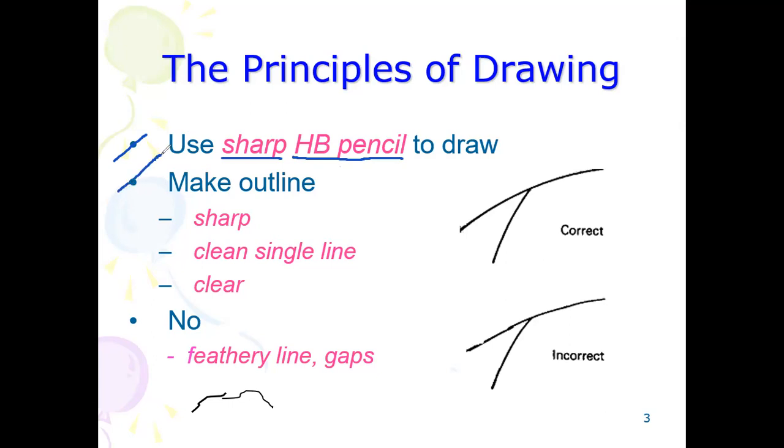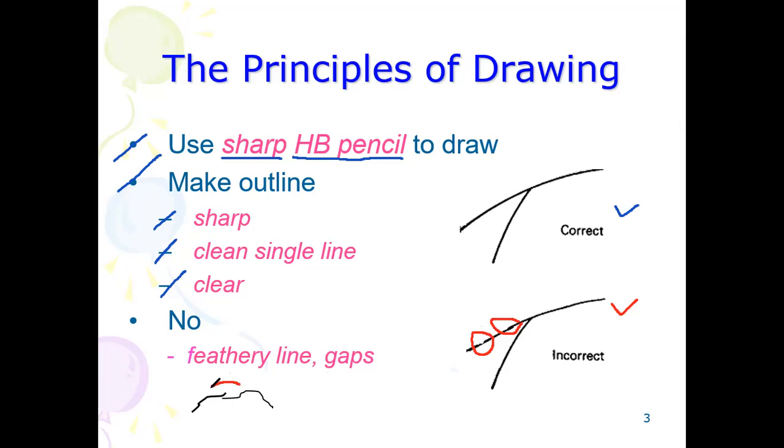So when you make your outline or you draw, the line must be sharp. The drawing line must be sharp. It must be clean, single line, and it must be clear. For example, here. So this one here, you see the line is clean, single line, clear, and the thickness is the same throughout. Whereas compared to this one, you can see that there's some feathery line here and some feathery line here. The thickness is not the same. So this is not acceptable.